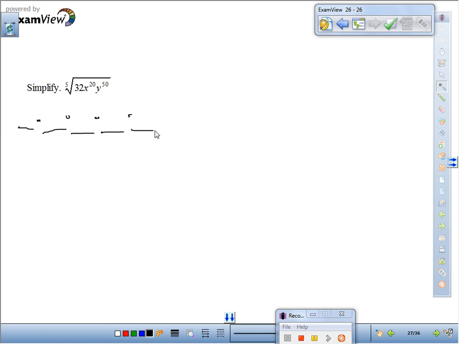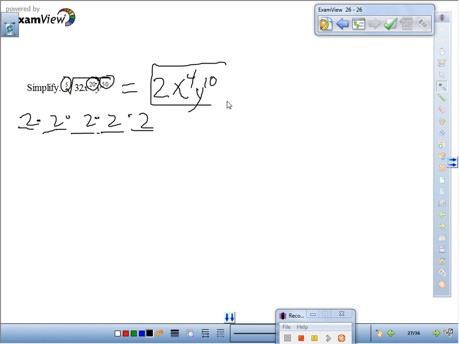So let's think about it. Is it 1? Is it 2? Let's see. 2 times 2, that's 4, times 2, that's 8, times 2, that's 16, times 2, that's 32. So therefore, this is 2. For the variables, all we have to do is divide the exponent by the index. What's 20 divided by 5? 4. So this is x to the 4th. And this is 50 divided by 5, that's 10. Hands if you got that by yourself.